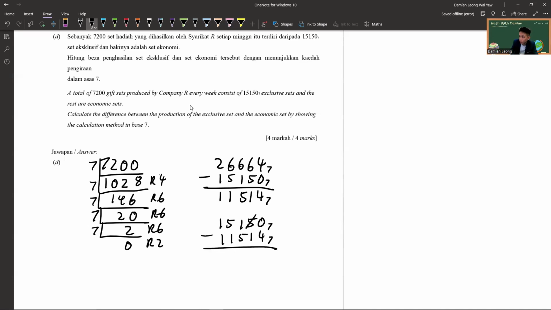0 cannot minus 4, cut from here. Plus the base number 7. 7 minus 4, 3. 4 minus 1 is 3. 1 cannot minus, cut from here. I add 7, becomes 8. 8 minus 5, 3. 4 minus 1, 3. 1 minus 1, 0. So it is 3333 in base 7. Yeah. I just put all my calculations in base 7 because they want the calculation method in base 7. So that is part D.